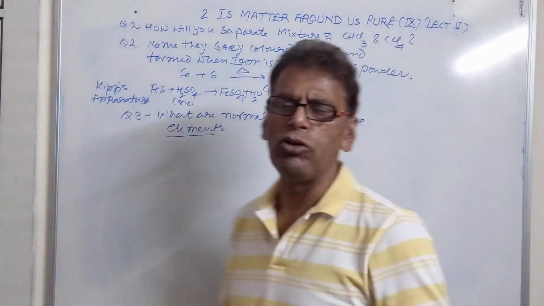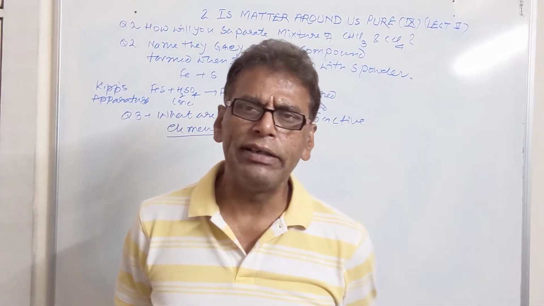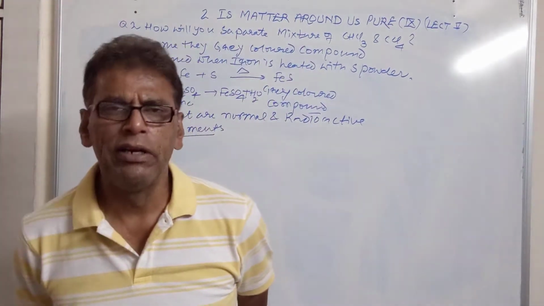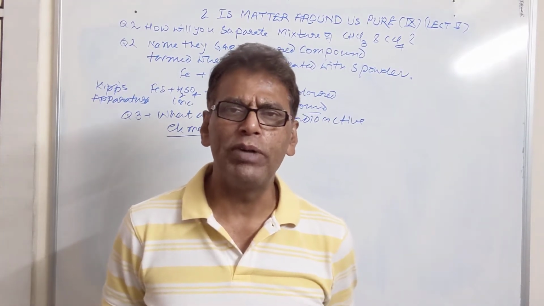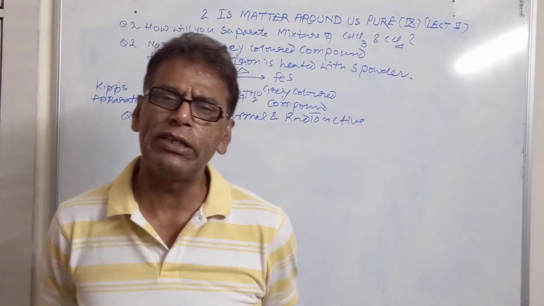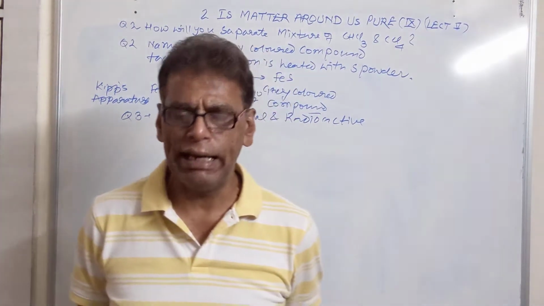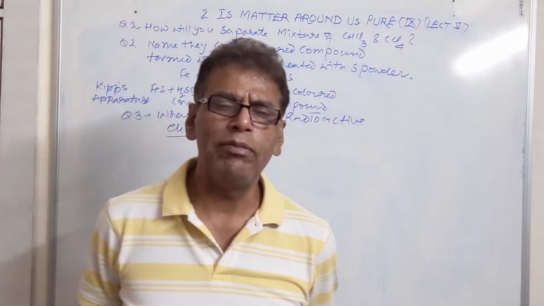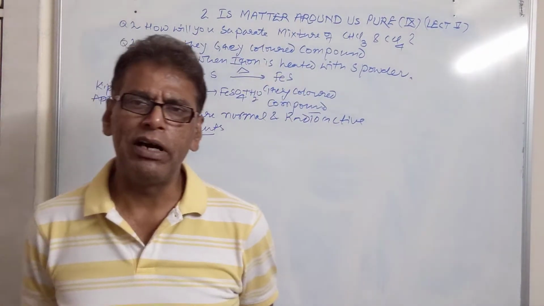Normal elements are those elements which do not emit radioactive radiations, alpha, beta, gamma rays. They are called normal elements because their N by P ratio, the neutron to proton ratio, lies in the stability zone, that is 1 to 1.6. So they have stable nuclei, and they do not emit alpha, beta, gamma radiations.